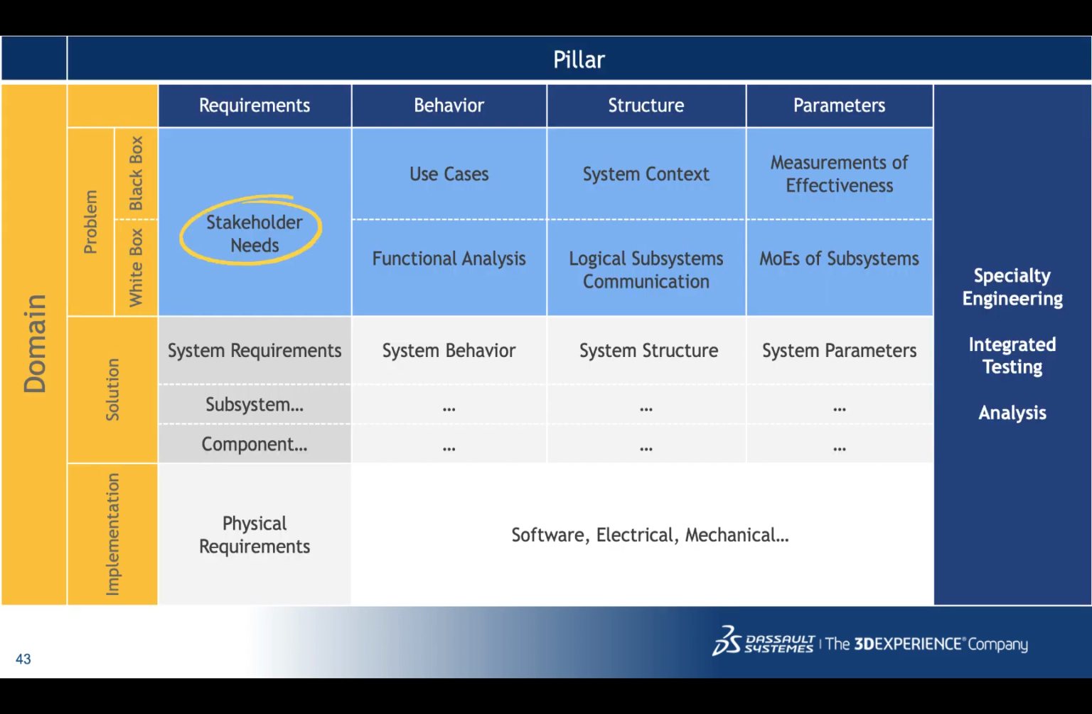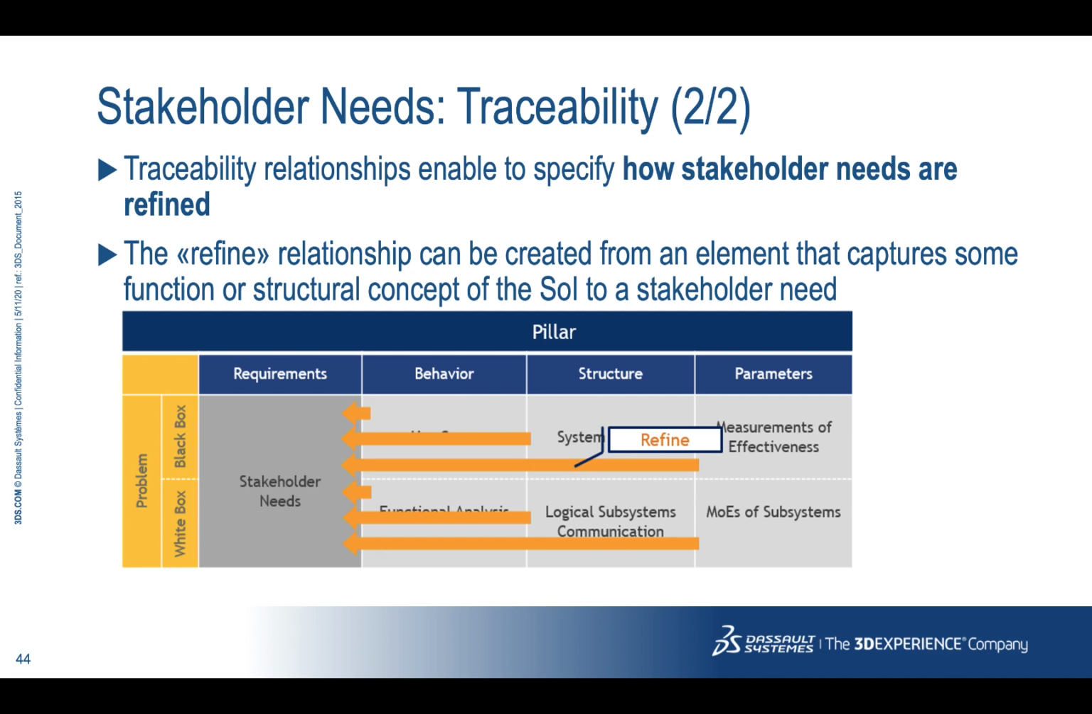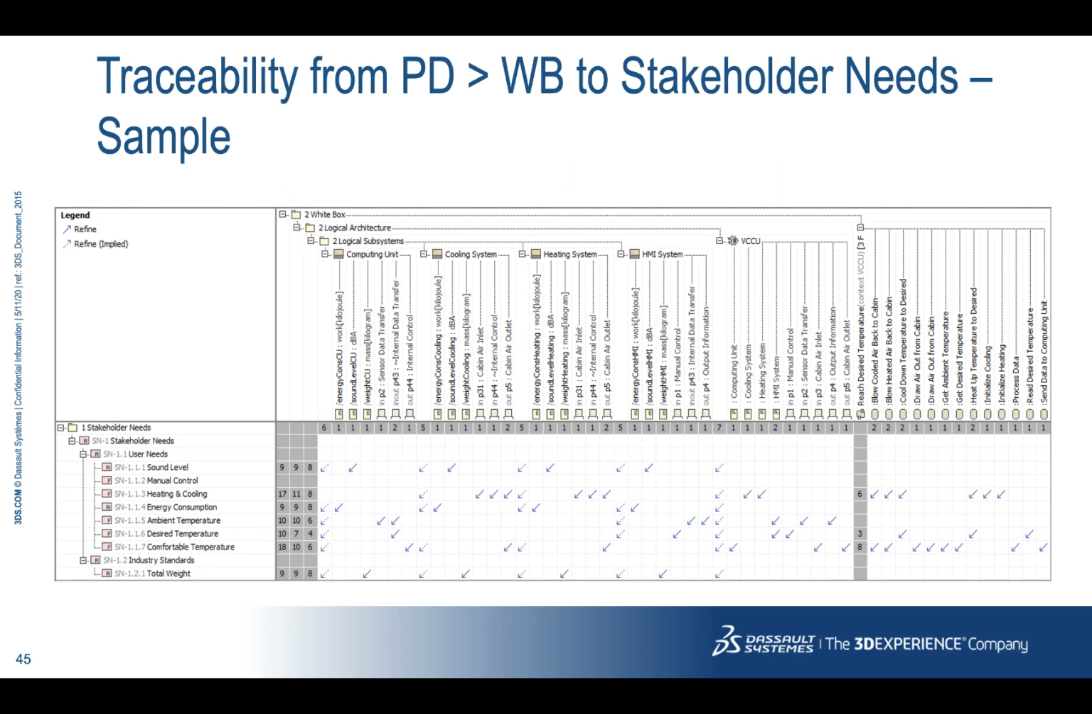Okay, then finally is the traceability. So really what we do in the problem domain, we refine stakeholder needs. And this needs to be captured in the modeling environment to be able to say that the specific use case refines the specific stakeholder need. And this completes the problem domain.